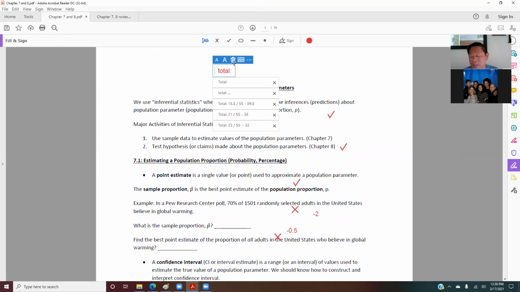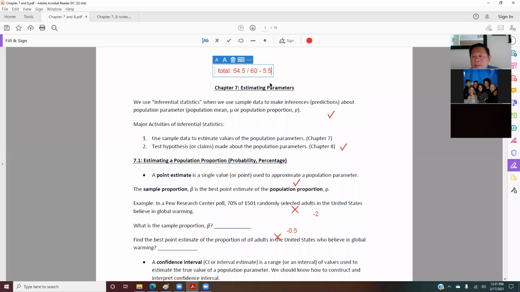I will put it somewhere here in your total. It's out of 60 and you lost 5.5, so it will be 54.5 out of 60. This is what you will get on your test. This is your total grade for your test here.